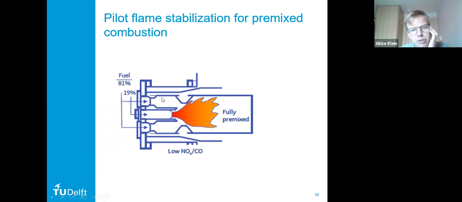There's a premixing chamber, so it's premixed here. Then there's a venturi for the acceleration. And then you get a pilot flame here in the center. So it's a non-premix flame that stabilizes the big premix flame. In this way, you create a hot zone to stabilize the big premix flame. And in that situation, you can achieve both low NOx and CO.